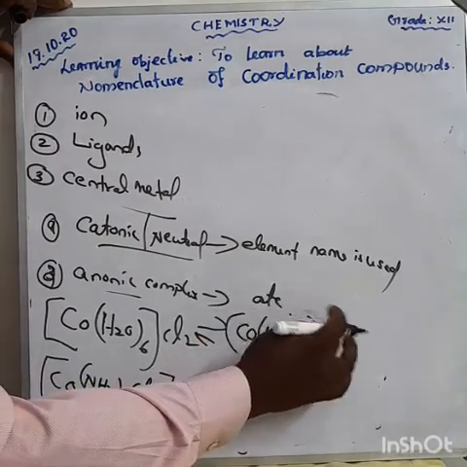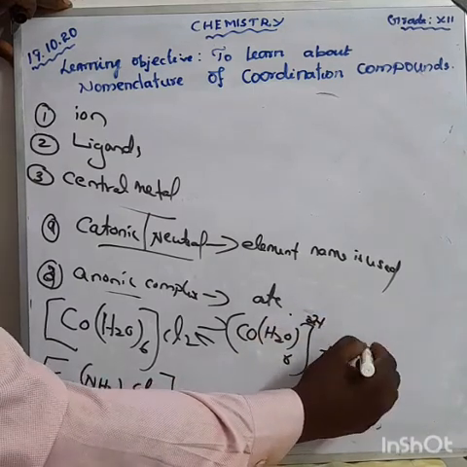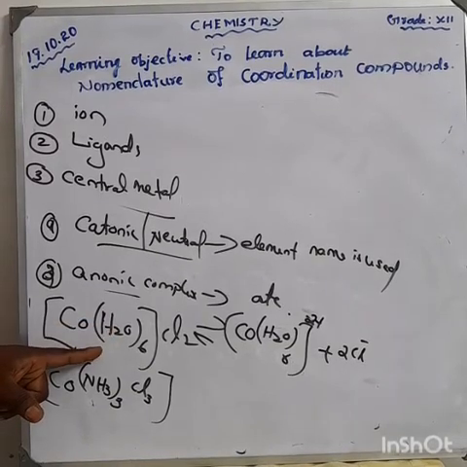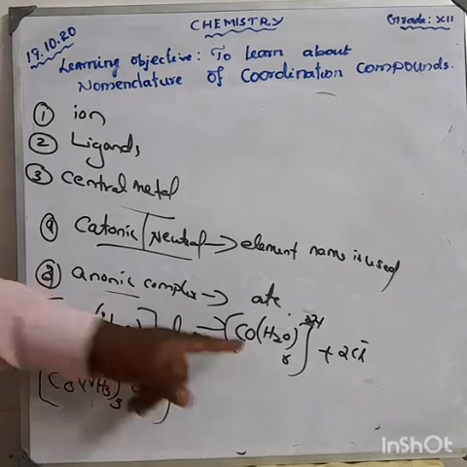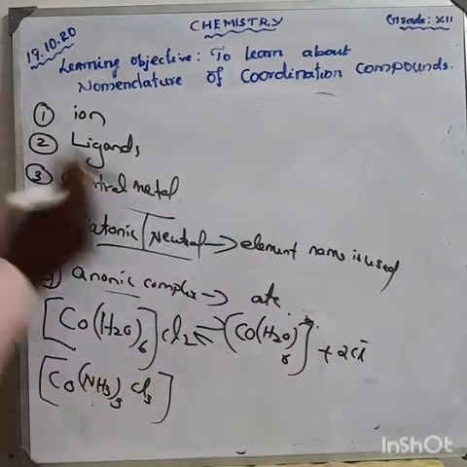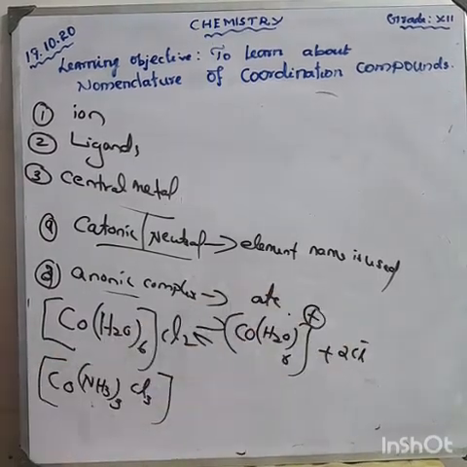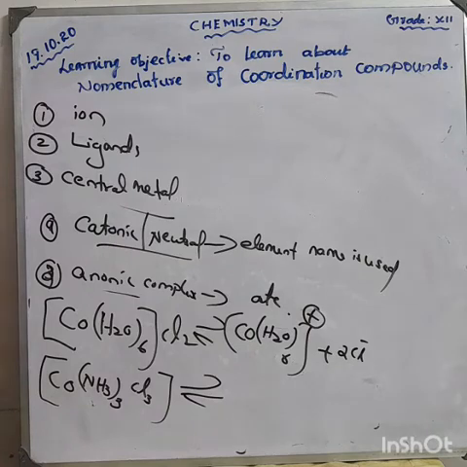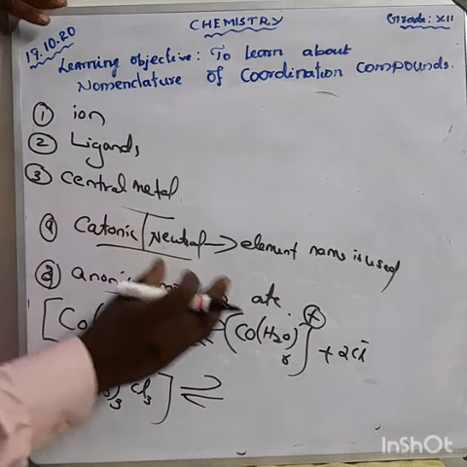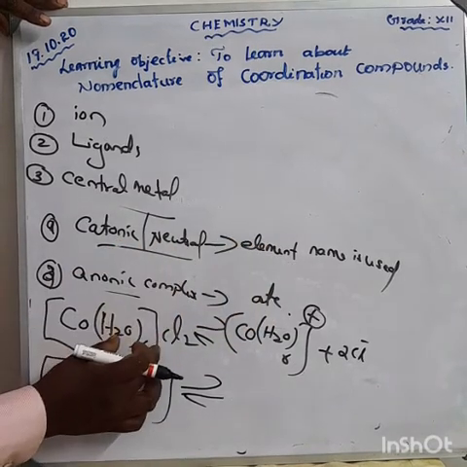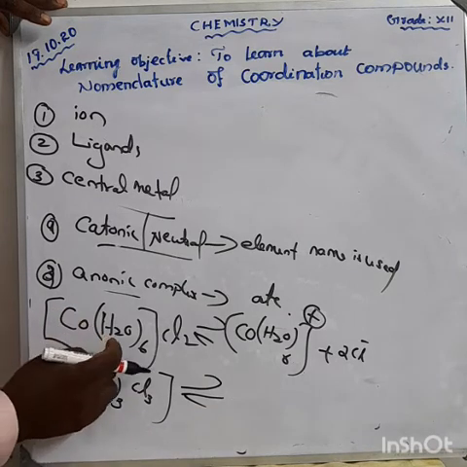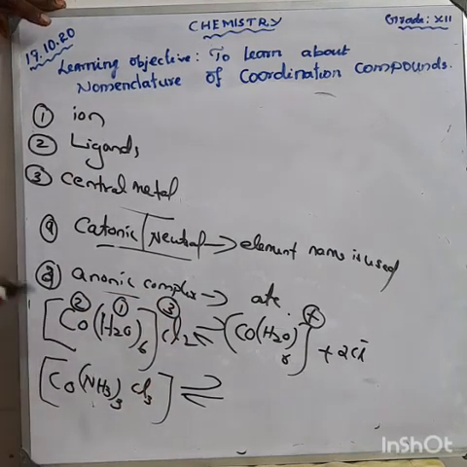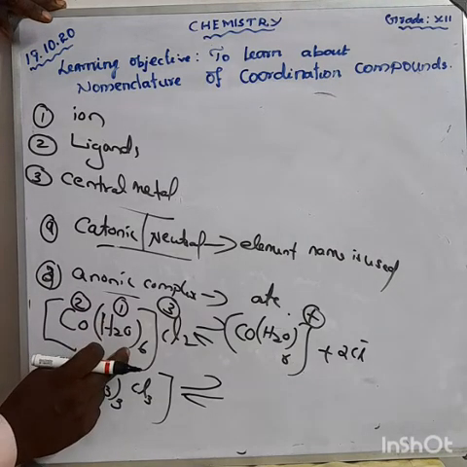Here, this is a complex cation with a plus charge, and the simple anion with a minus charge. So complex cation, simple anion, am I right? Here the other one is neutral, so we cannot split the complex. For cationic or neutral complexes, the order of naming is ligand first, then metal, then the ion. First priority goes to the ligand because outside there are no ions.